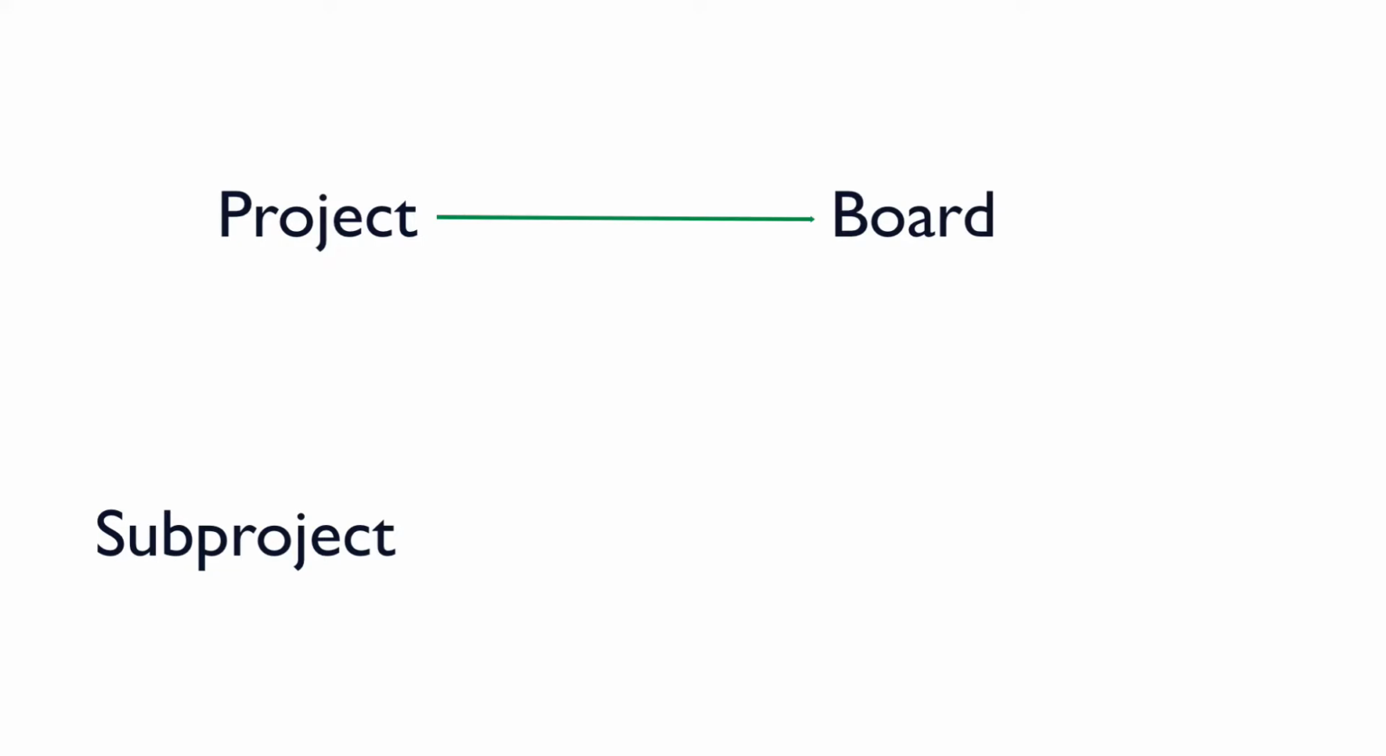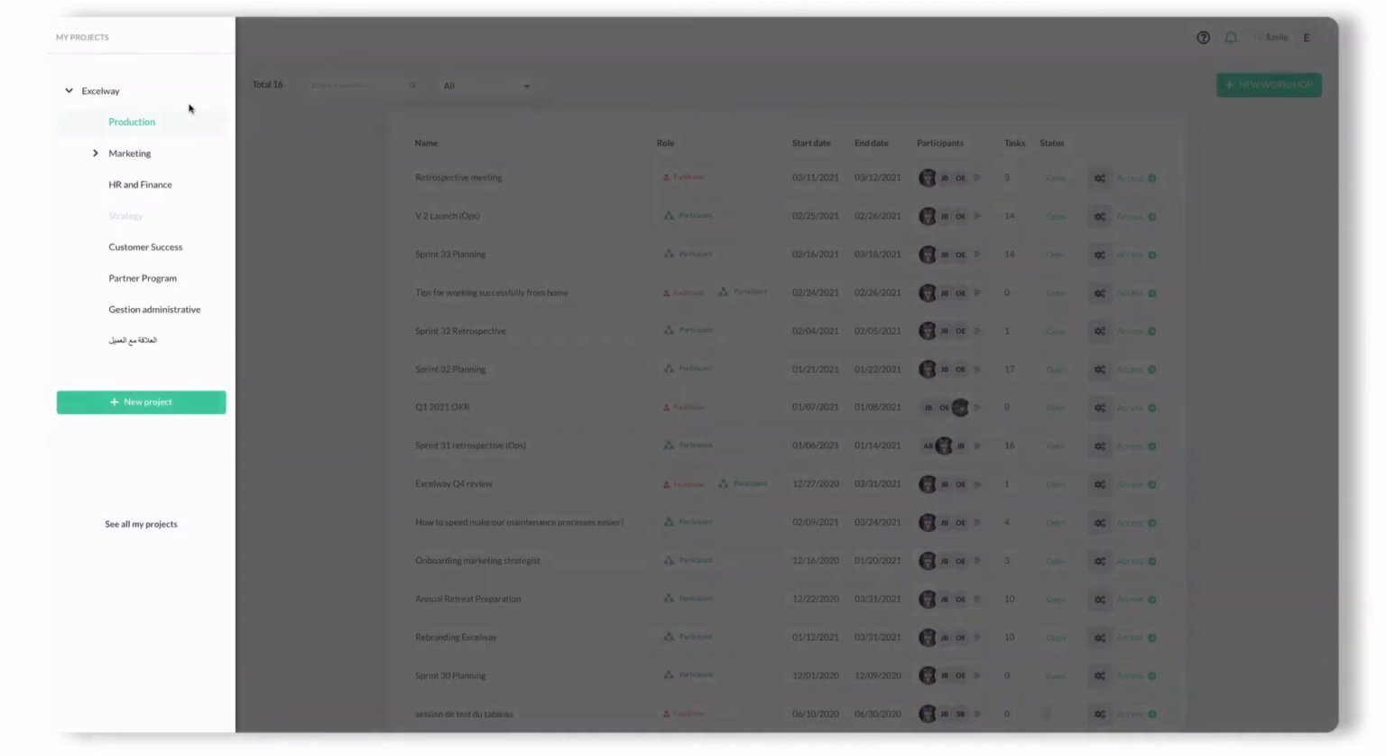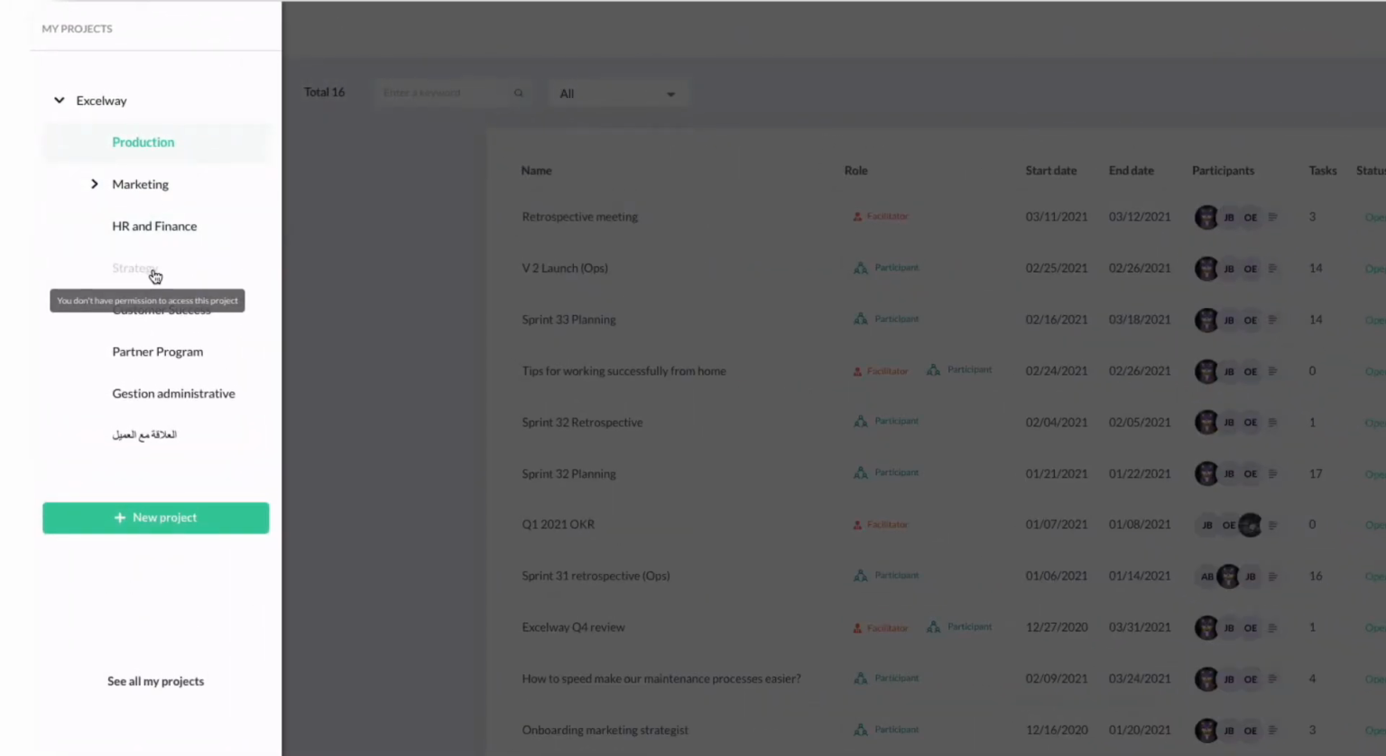Roles are set individually at the project, sub-project, board, or workshop level, which allows for greater flexibility. For instance, a user can have an admin role on a project, but a reader's role on one of its boards. On the other hand, a person can be a member of a project but not have access to some of its sub-project data. In that case, the user will only see the name of the sub-projects in the project menu, but won't be able to access any of its boards or workshops.